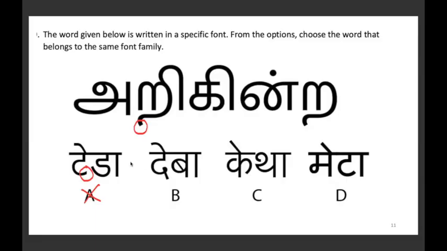Between B, C, and D, in C also, that same error gets repeated, and also this knot which happens on top is wrong. It has to be something like we see here. So C is wrong because of that. And between B and D, because this has a very nice curvature on top of it and no right angle, the matra on top of it will have some kind of a curvature at the end. Therefore, option B is the right answer here.